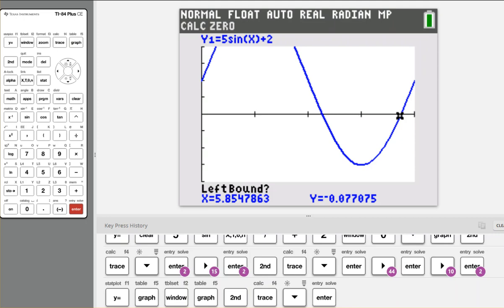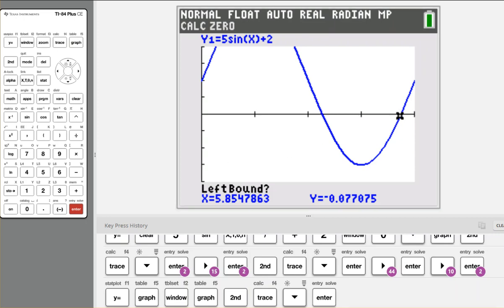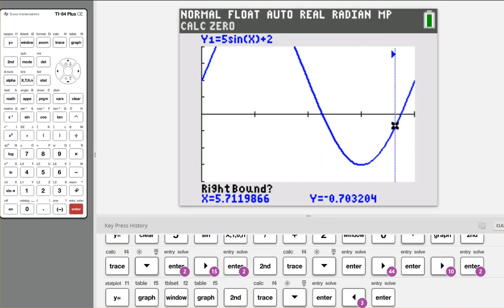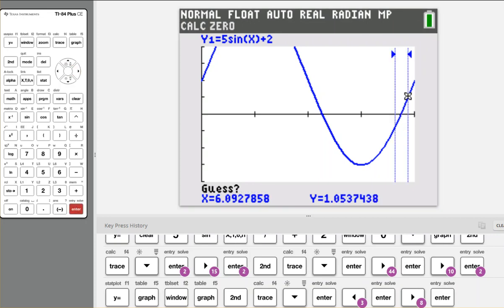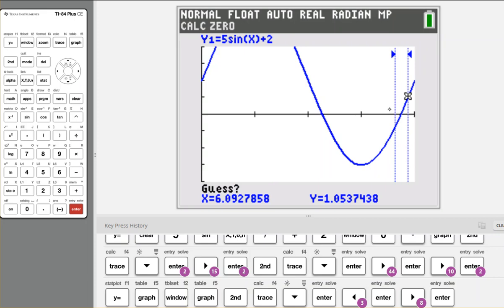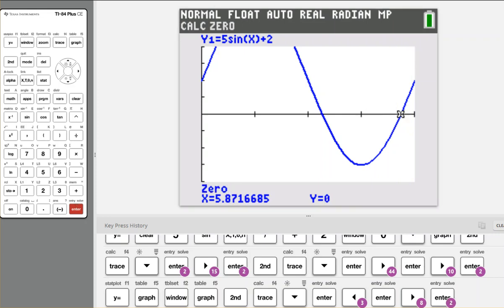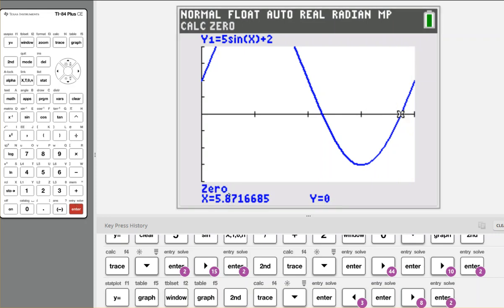And so all you have to do is, if I want to know this 0, it's going to ask left bound. So make sure your cursor is a little bit to the left of that x-intercept before you hit enter. It's going to ask you to give a right bound. So move your cursor somewhere to the right of that x-intercept before you hit enter. And what you're really doing is giving it a range of values to search from. Because if you don't, it doesn't know which one you're trying to find. Hit enter to skip guess, and then it jumps to that point. So here's the one that I got from my calculator already, 5.872. Right, that's the one I wrote down.